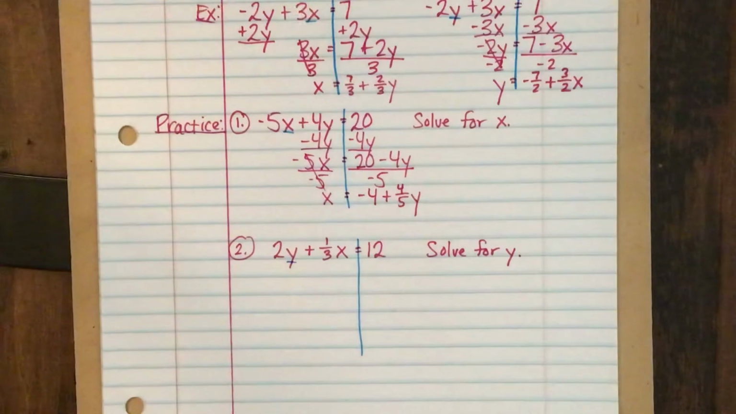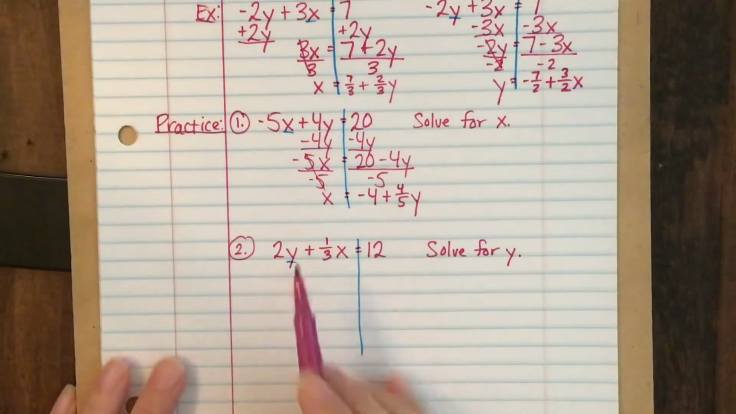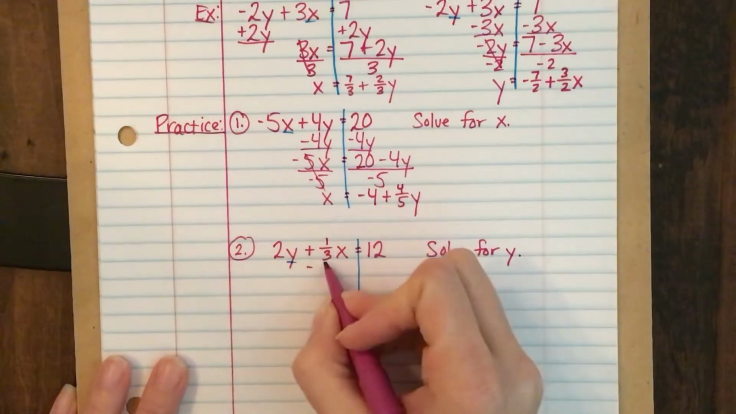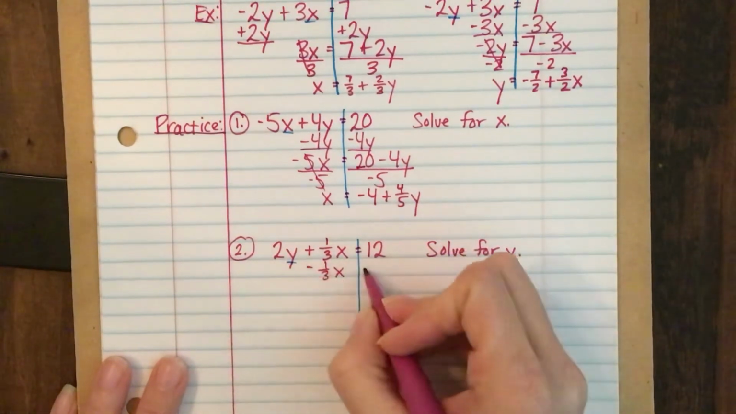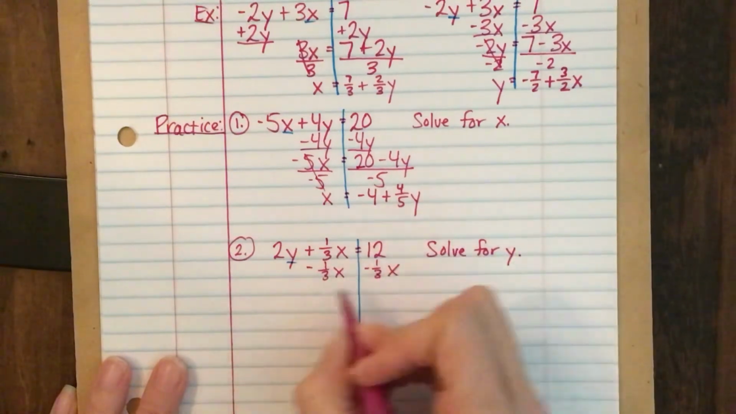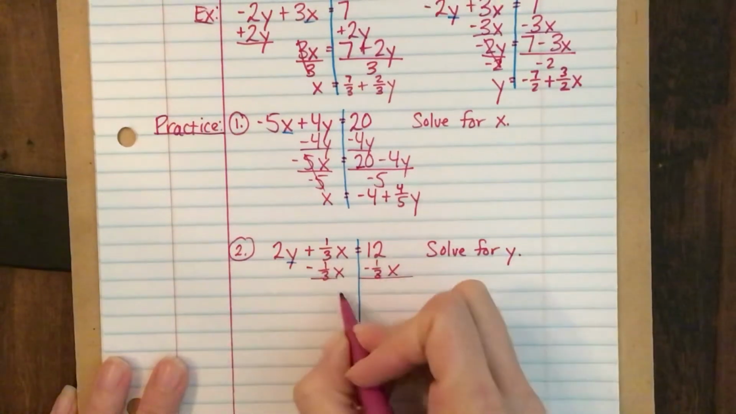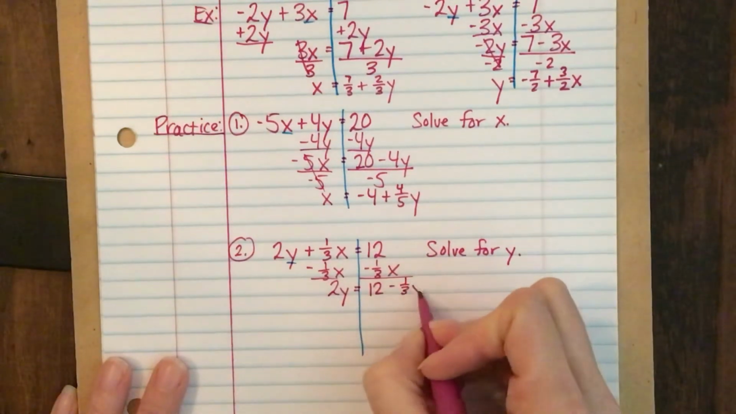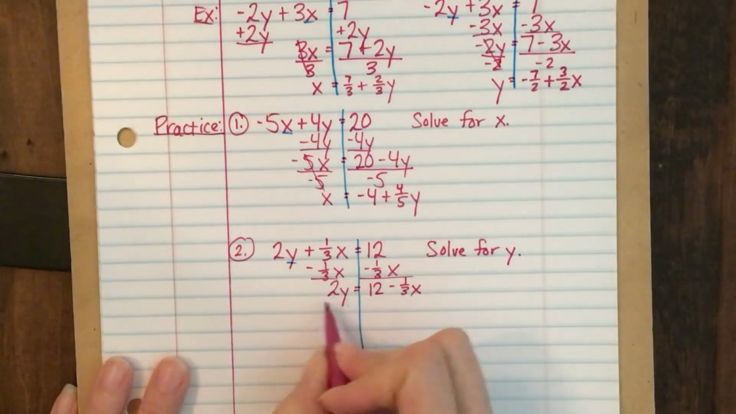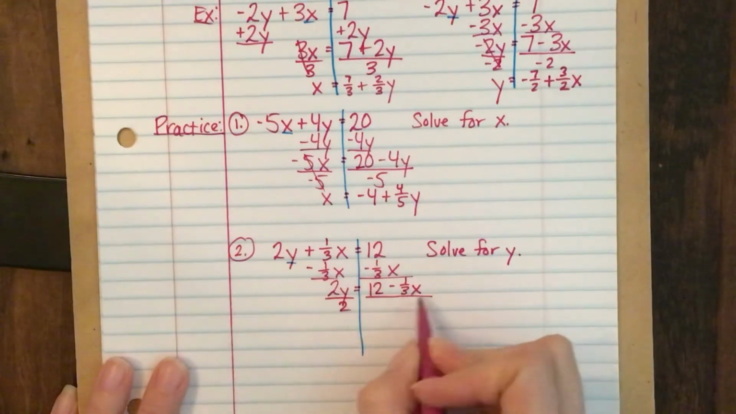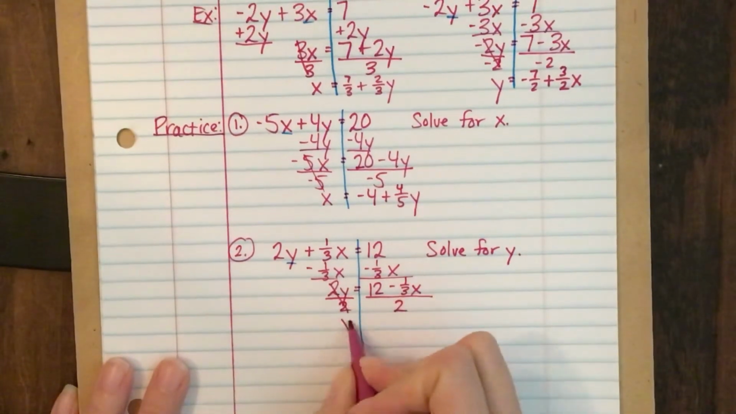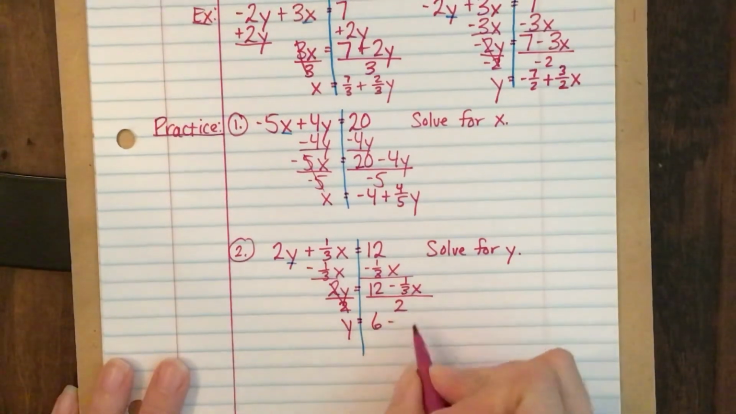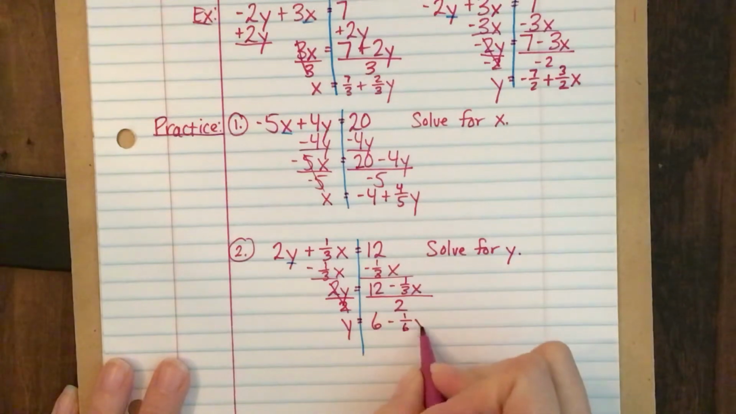Okay. The next one, I'm solving for y. So I'm going to move this whole chunk over first. So minus 1/3 x minus 1/3 x. So I'm left with 2y is equal to 12 minus 1/3 x. Now I'm going to divide both sides by 2. 12 divided by 2 is 6. 1/3 divided by 2 is going to be 1/6 x.